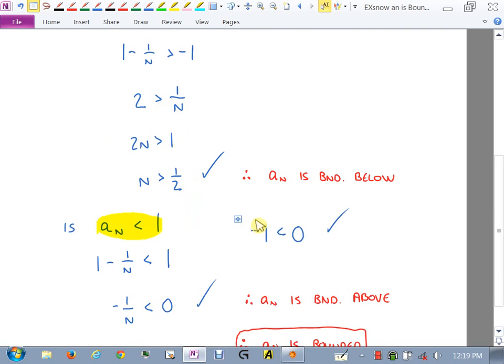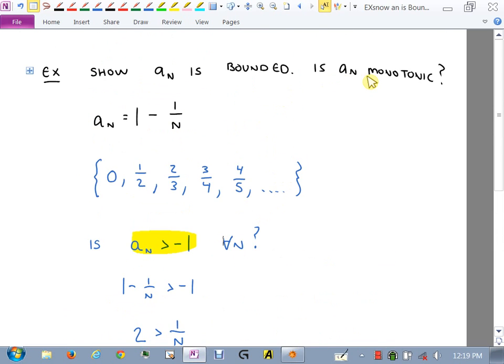I'm not done though, right? What's next? Is it monotonic? Monotonic means one of two things. It's either increasing or decreasing. So are these things getting bigger or smaller? They look like they're getting bigger, don't they?